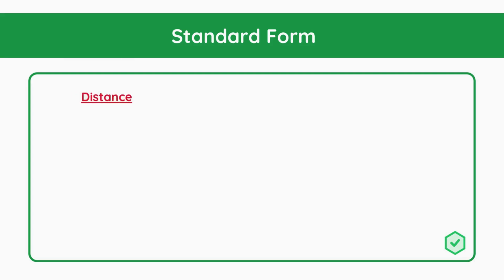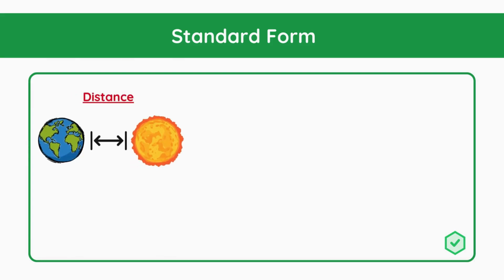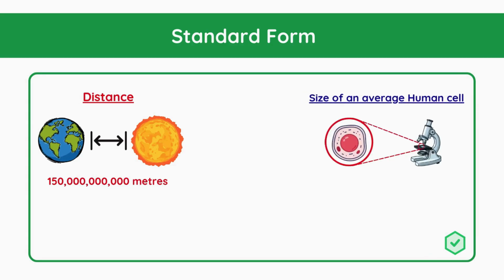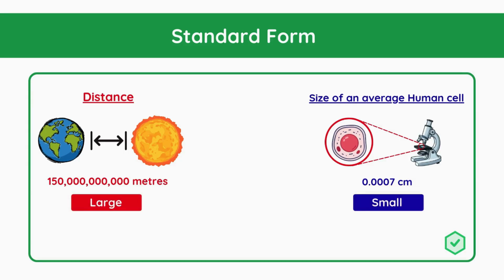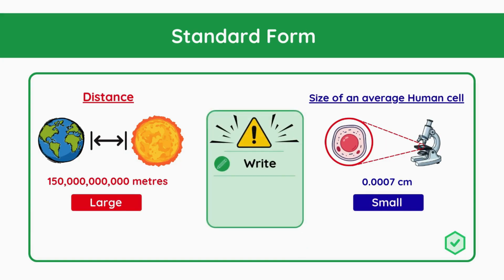Think about the distance between the Earth and the Sun. It's roughly 150 billion meters. Now think about something at the complete opposite end of the scale, the size of an average human cell, which is about 0.0007 of a centimeter. One of these numbers is extremely large, the other is extremely small, and both are difficult to write out, to read, and to compare.